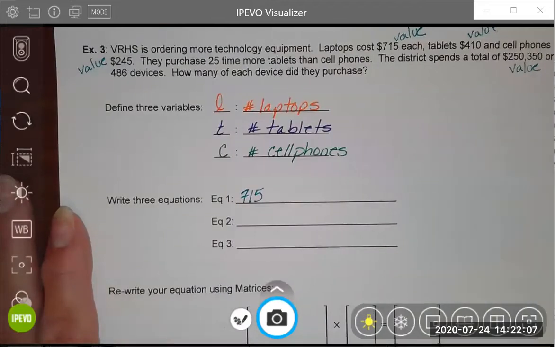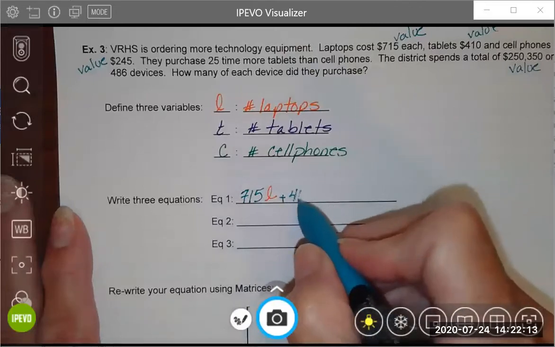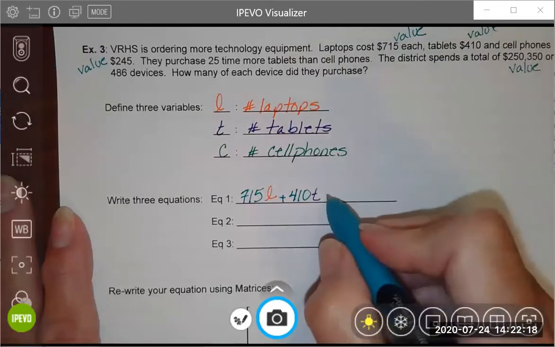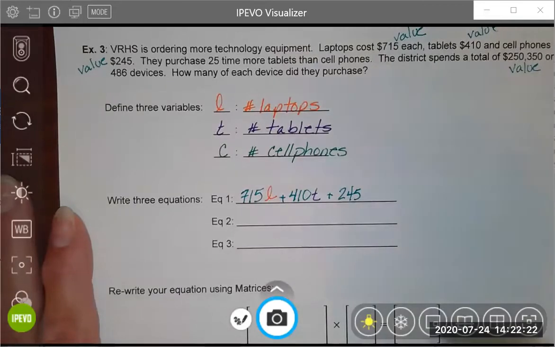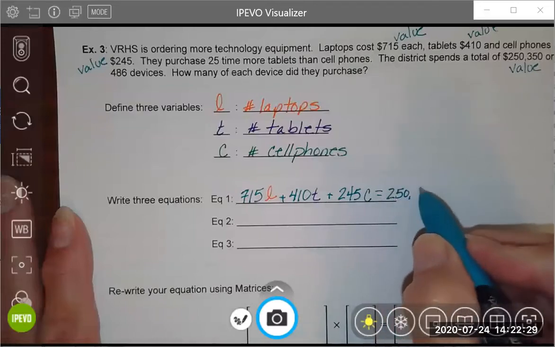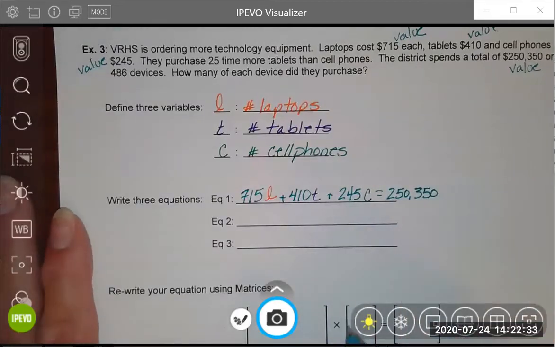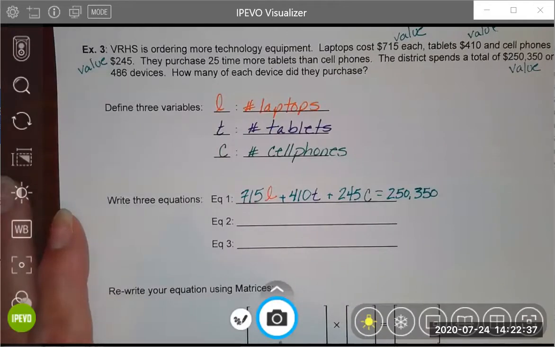I'm going to do 215 laptops, plus I'm going to add to that 410 tablets. I'm going to add to that $245 for each cell phone. I think I said that one wrong, but anyway. And then all of that together should add up to this really, to me, huge number. Like, you could buy a really nice house for that number. Anyway. Okay, so I have one of the three equations that I need.